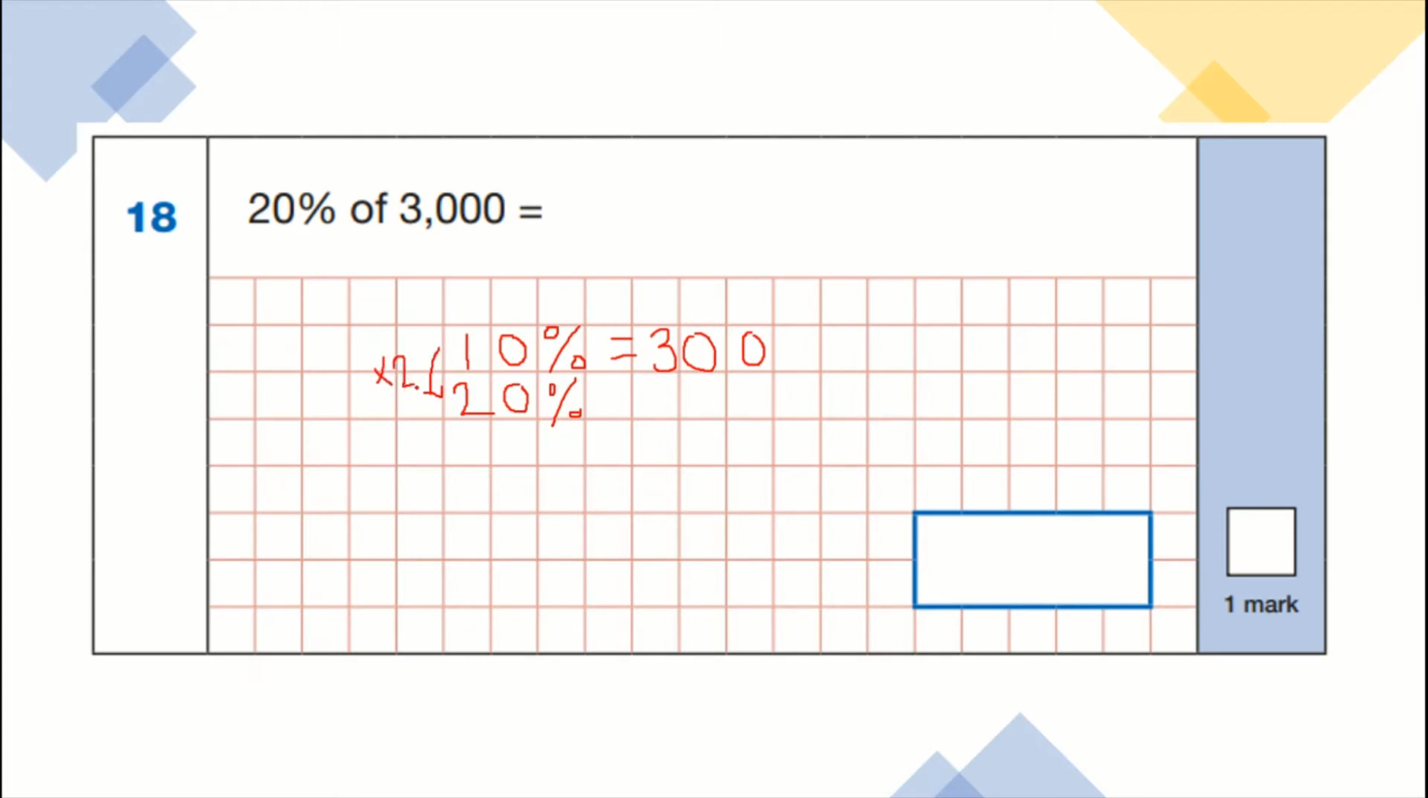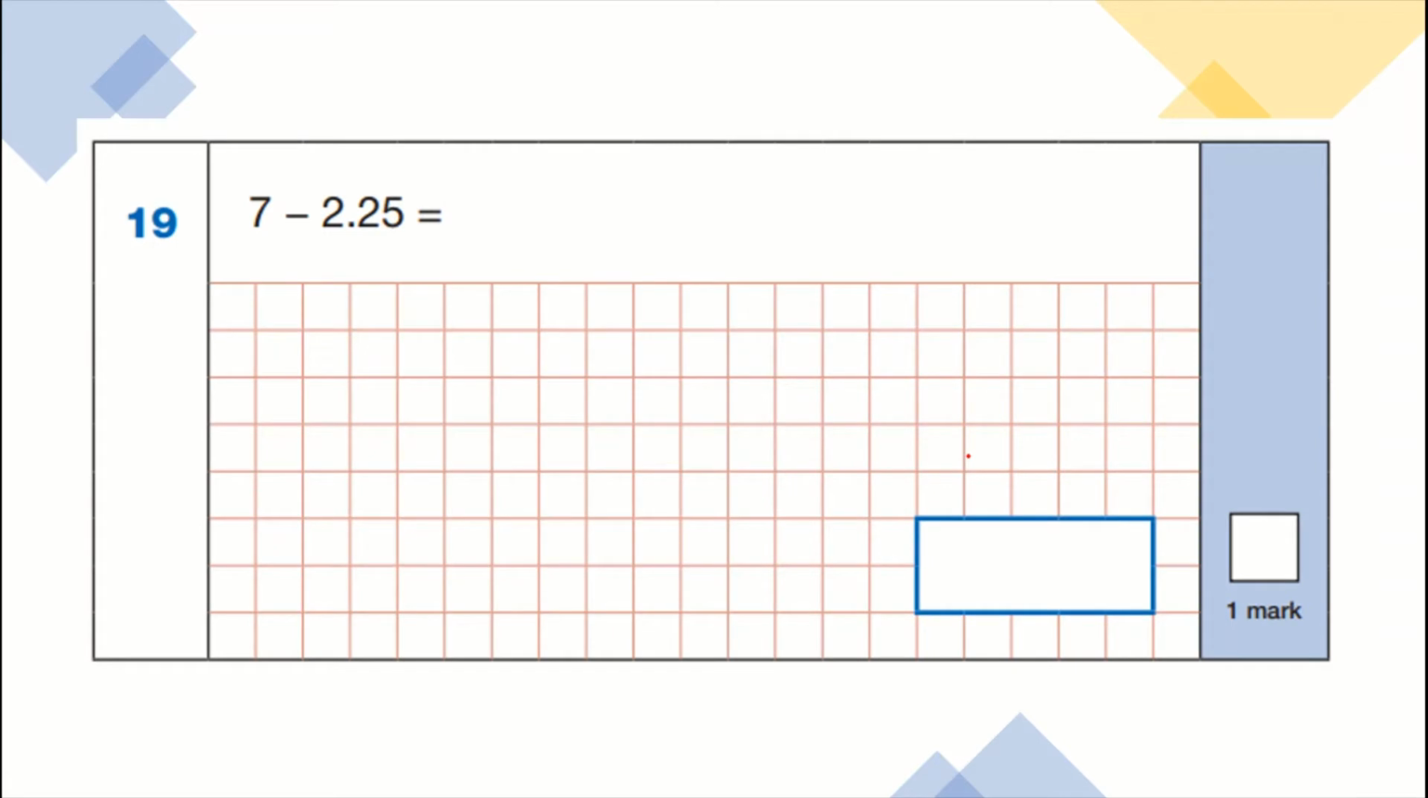So whatever we're doing to this side, we also have to do to this side. So 300 has to also be times by 2. 300 times by 2 gives us 600. So 20% of 3,000 is 600.